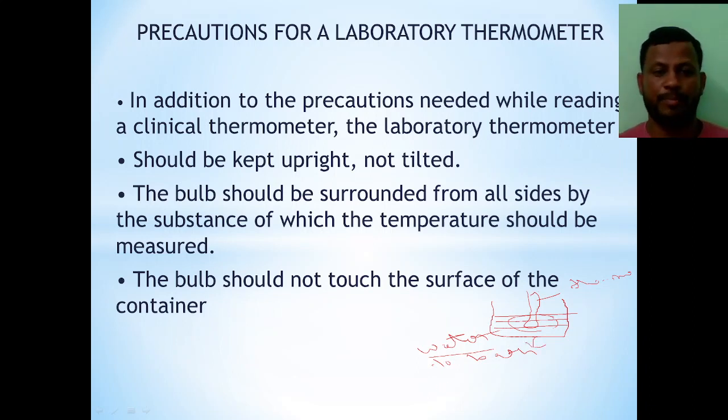One is we have to keep it in an upright position, with the bulb surrounded from every side, and the bulb of the thermometer should not touch the surface of the container. These are the three main precautions we have to take while using the laboratory thermometer.